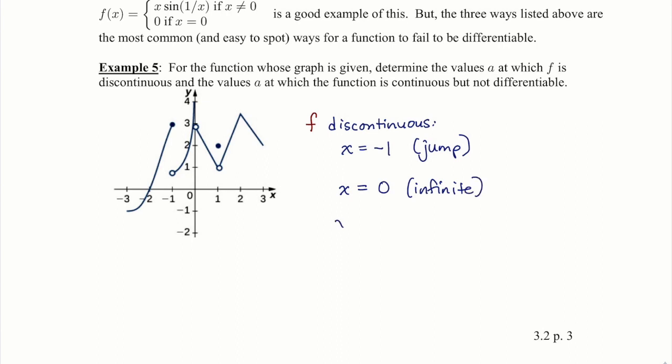And then x equals 1. That would be a removable discontinuity because all we would need to do is redefine that one value, and we would have continuity. Right? So we have f discontinuous at these 3 points. And remember, if it's discontinuous at those points, it's also not differentiable.